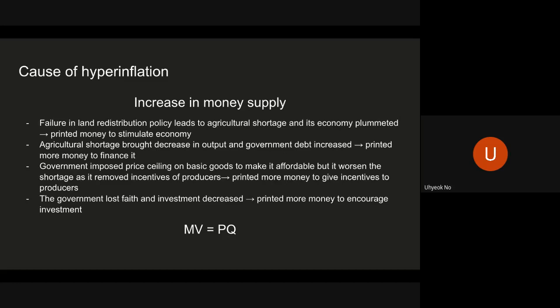Third, the government imposed price setting on basic goods to make them affordable, but it actually worsened the shortage as it removed incentives of producers. The government dealt with this by printing more money to give incentives to producers. Fourth, the government raised fees and the investment decreased. So they printed more money to encourage investment of producers. And as the quantity theory of money suggests, an increase in money supply increased the price level, which led to the hyperinflation.